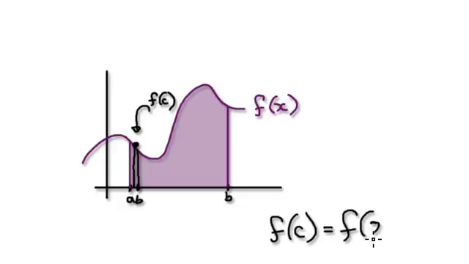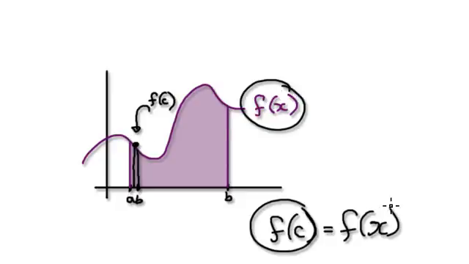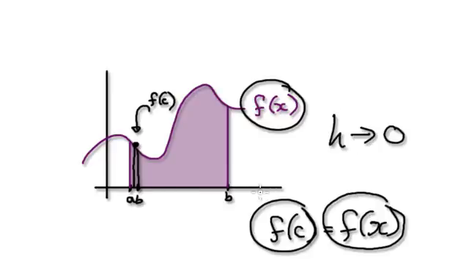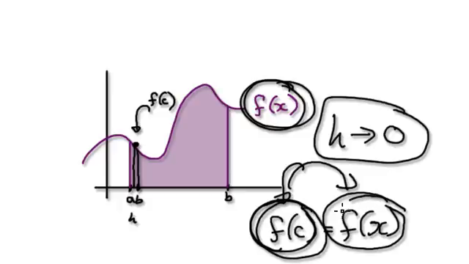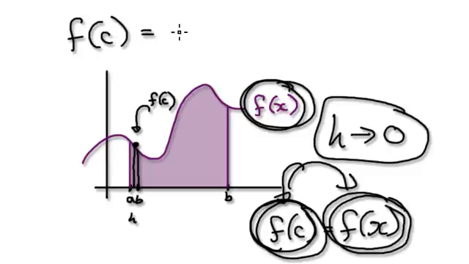The point here is that as you decrease h, f of c becomes f of x. It has no choice. f of c has no choice but to lie on top of the function. So f of c becomes f of x as h tends to 0. As you take the limit as h tends to 0, f of c has to lie on top of f of x. So you can say that f of c equals f of x as h tends to 0.